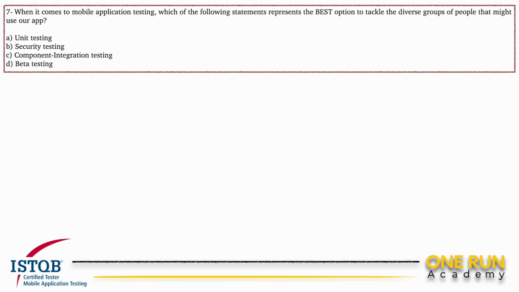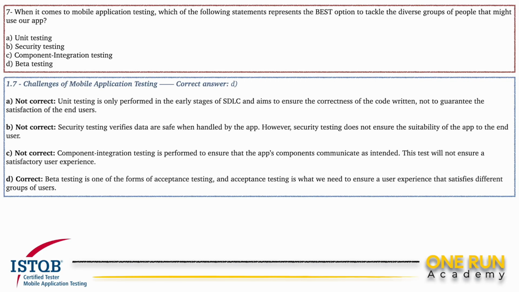Let's analyze these options. Looking at option A, we can immediately recognize that it's not the answer we're looking for. Unit testing is performed at very early stages of the software development lifecycle to ensure bulletproof code and is not related directly to fulfilling the end user's needs. Moving to option B, security testing. Also, not a very good option here. Yes, security is something awesome to have in a mobile application, but what has security testing to do with fulfilling the usability, look and feel, and smoothness of the app? So, again, not the answer we're looking for.